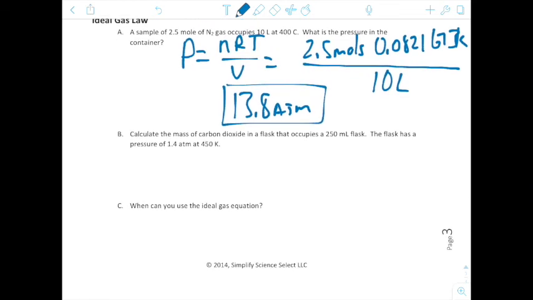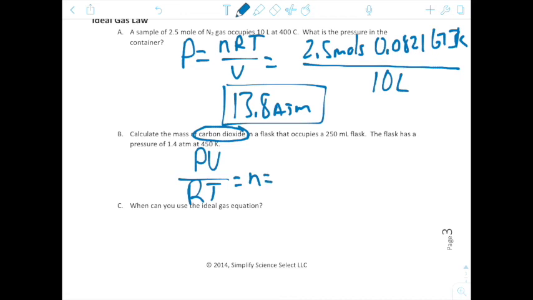B, calculate the mass of carbon dioxide in a flask that occupies 250 milliliters. The flask has a pressure of 1.4 atmospheres and 450 Kelvin. So when it asks us to solve for mass, we're really solving for n. So what we will get is PV all over RT equals n, and we're solving for moles. Now it's carbon dioxide, so once I solve for moles, I can get the mass by multiplying it by the molar mass of carbon dioxide.